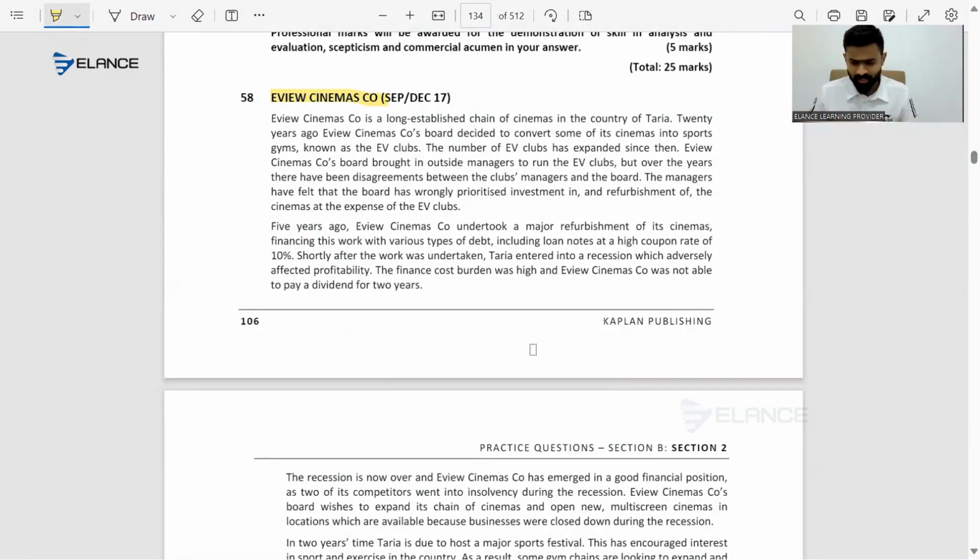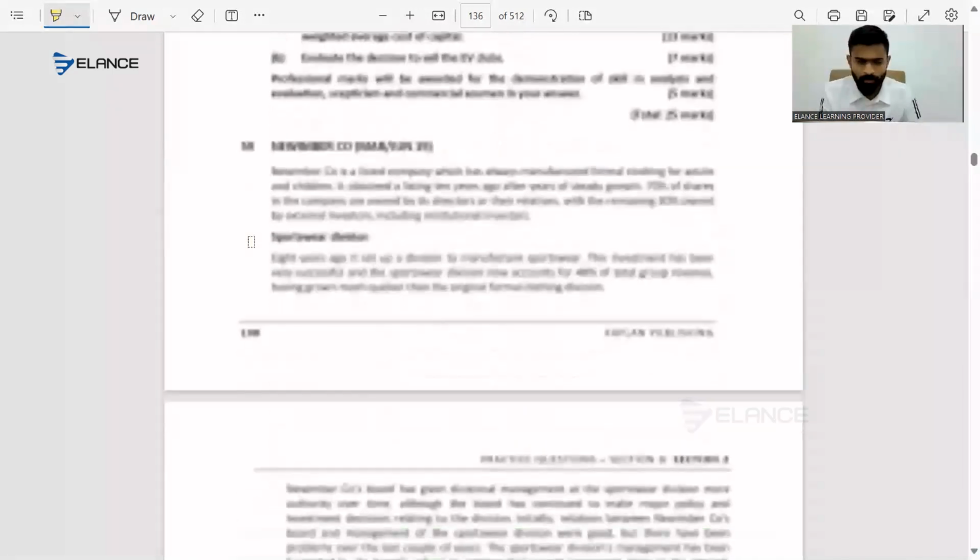So hopefully you guys went through the scenario. Are there any similarities in this scenario? What's your say after reading the scenario of eView cinemas? Yes, it is. Previously it was adult and children shoe. Here it is clubs and cinemas. So they decided to sell off the cinemas, and the requirement is the same.